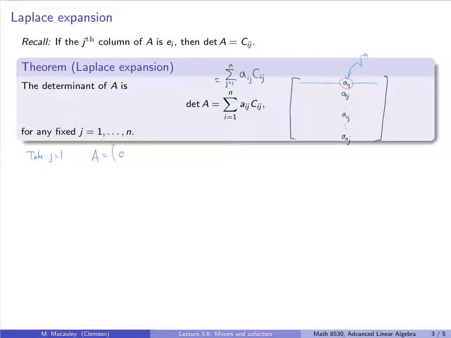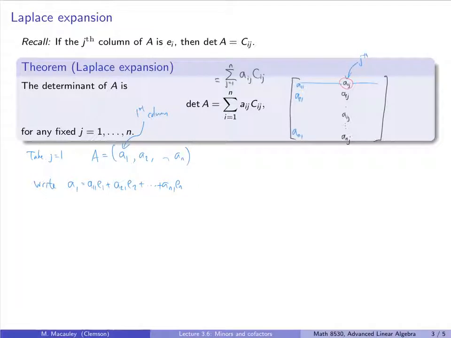I'll say it's equal to A1, A2, all the way up to AN. So the first column is going to be A11, A21, all the way up to AN1. And let's write A1 as a linear combination of E1 up to En. So A1 is A11 E1 plus A21 E2 plus all the way up to AN1 En.